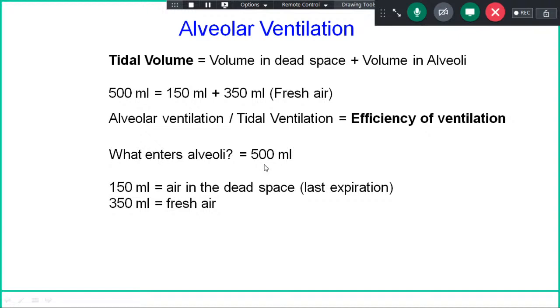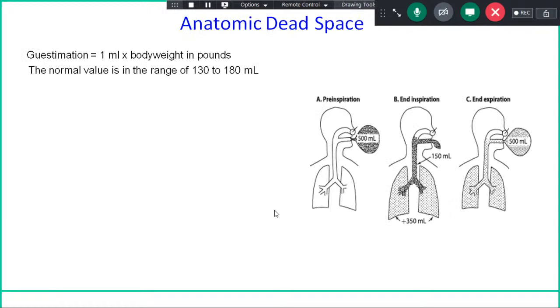Only 350 is the alveolar ventilation reaching the alveoli. Now the rest of it remains in the dead space, called the anatomical dead space, the conducting airways which are not taking part in gaseous exchange. So an estimate of this, the guesswork, is that 1 ml of dead space is present per pound of body weight. That is, approximately the value ranges from 130 to 180 ml.